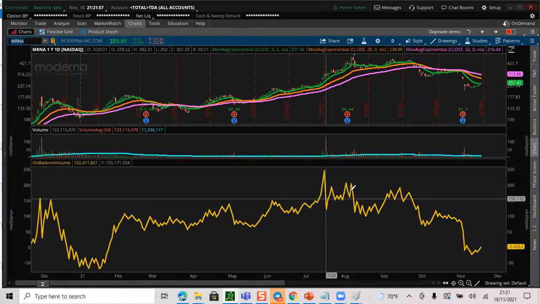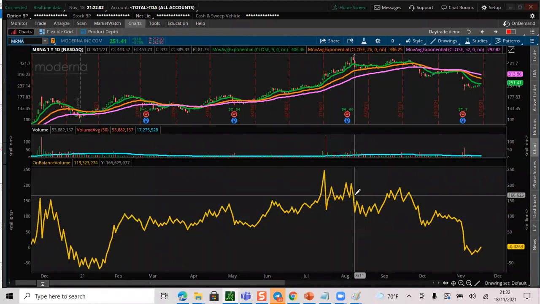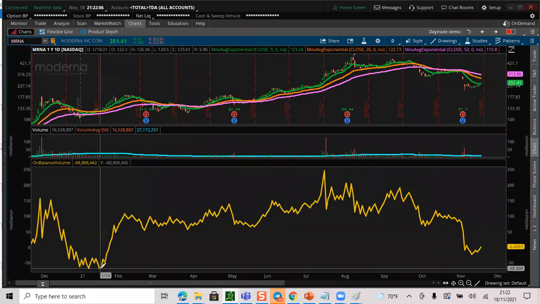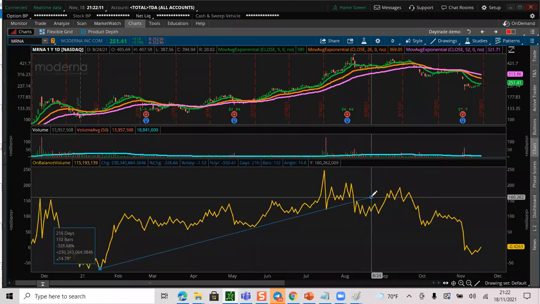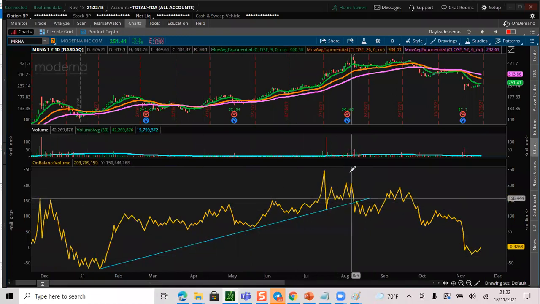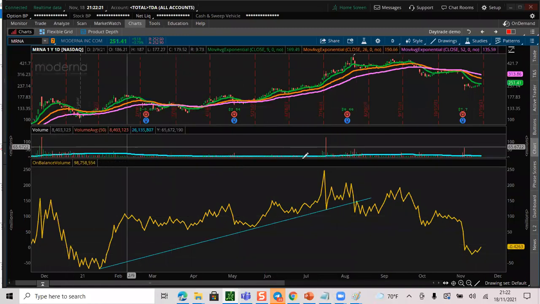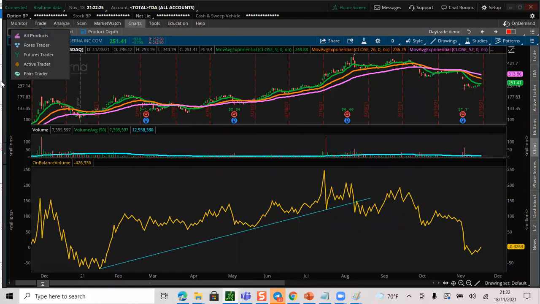It is a nice continuous uptrend, and when it breaks down this trend, then I will be looking to sell. I'm just giving a few long-term trades. Let's look at Roku.